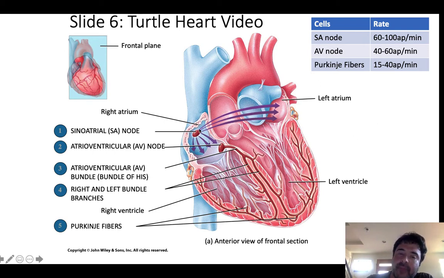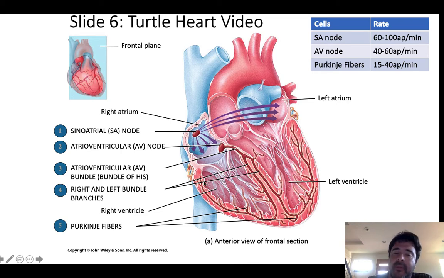So the SA node fires the action potential. The depolarizing wave, or cardiac impulse, sweeps through the atria. The atria depolarize and then subsequently contract, right? So the electrical event is depolarization, and the mechanical event is contraction. The AV node holds on to that electrical signal for about 0.1 seconds to give the atria time to finish systole, finish contracting. Atria top the ventricles off.